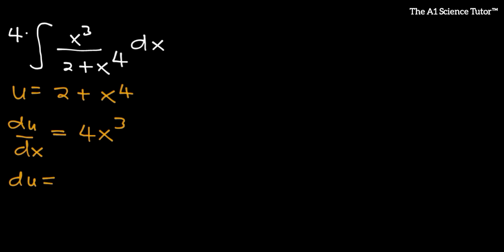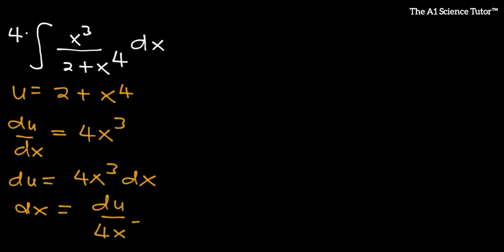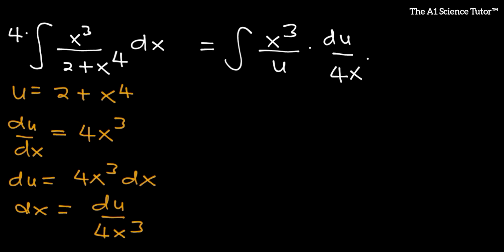So du is going to be 4x to the 3rd multiplied by dx. Now lastly, I'm going to make dx a subject. So that is going to be du divided by 4x to the 3rd. Now, as usual, I need to replace everything back into the original function. So we have x to the 3rd divided by this whole stuff, which has been changed to u. And dx has been changed to du divided by 4x to the 3rd.